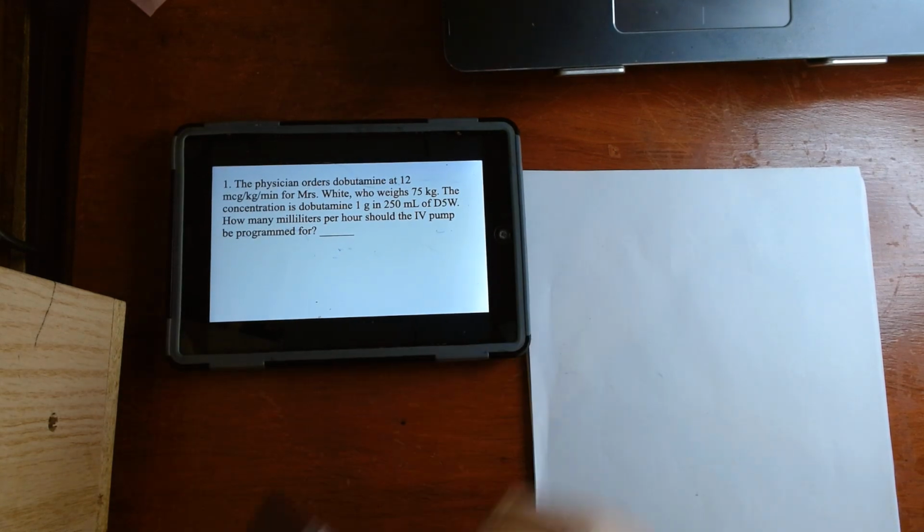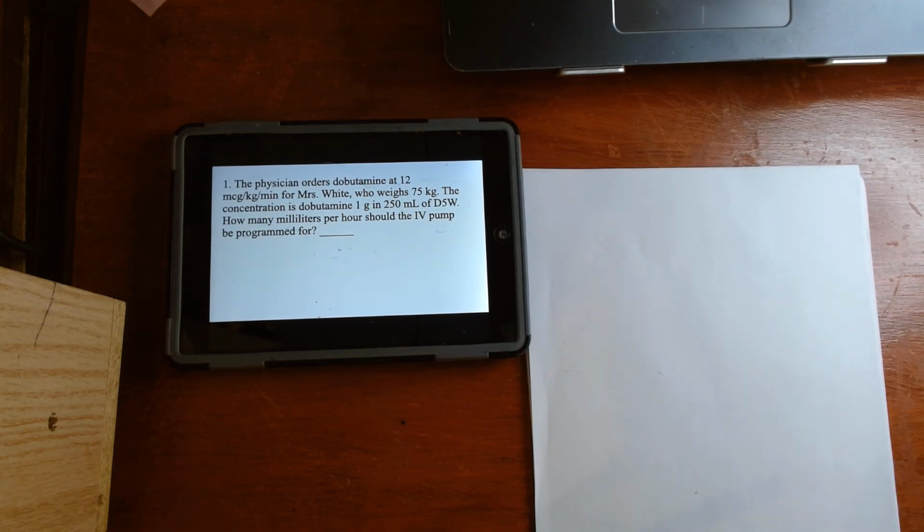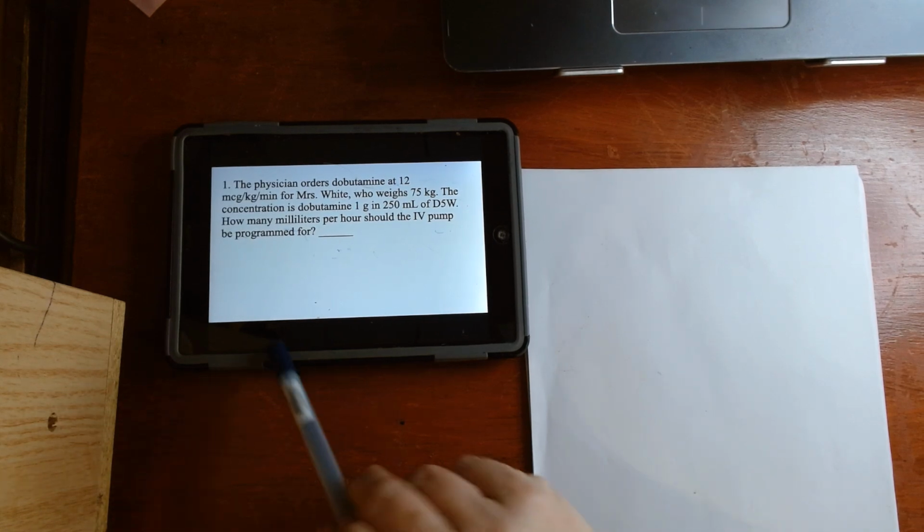Okay, this says the physician orders Dobutamine at 12 micrograms per kilogram per minute for Miss White, who weighs 75 kilograms. The concentration of Dobutamine is 1 gram in 250 milliliters of D5W. How many milliliters per hour should the IV pump be programmed?